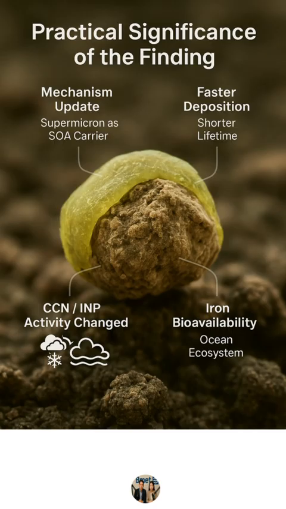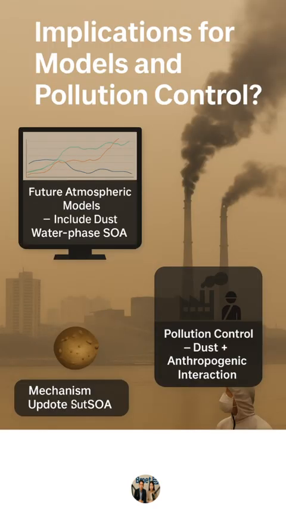It means dust isn't just a bystander, it's an active player. It changes how we think about SOA lifetimes, global distribution, and radiative forcing. And beyond climate, it could affect cloud formation, rainfall, and even marine ecosystems. Because when dust with organics and iron lands in the ocean, it can change biological activity. So in other words, this discovery is a real game changer.